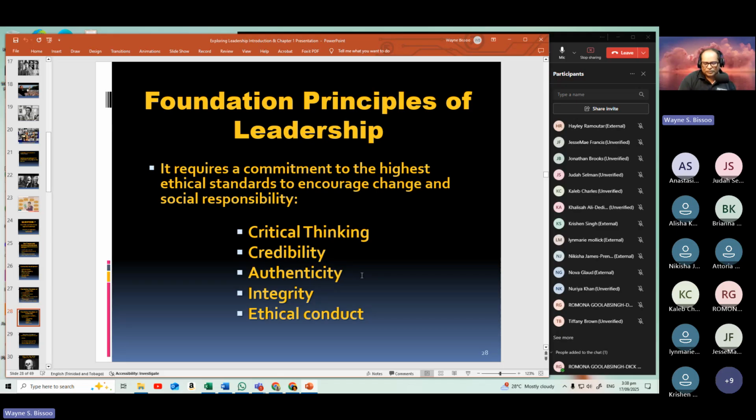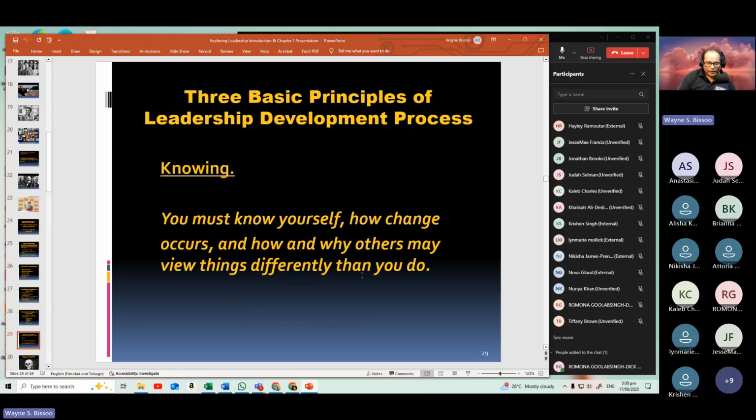So all of these are linked to each other across the board. You can't have one without the other. They all build on each other. So these are things you have to pay attention to because these are foundation concepts that sit at the base of your leadership potential. All right.